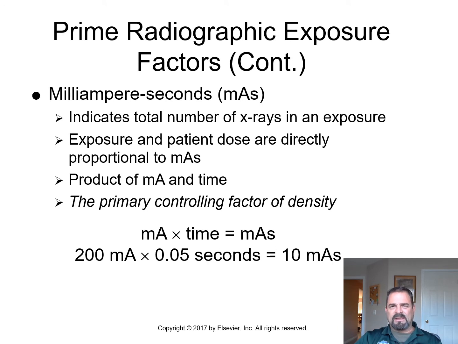Milliampere-seconds, or mAs, indicates the total number of X-rays in an exposure. The exposure and the patient dose are directly proportional to mAs. mA times time equals mAs. You can see this formula represented on the bottom. If we have 200 mA, that's 200 milliamps, and we expose the patient for 0.05 seconds, that's in the automated control section, that's going to equal 10 mAs. So pretty easy math there, folks. But that is your formula. That is the primary controlling factor of density.